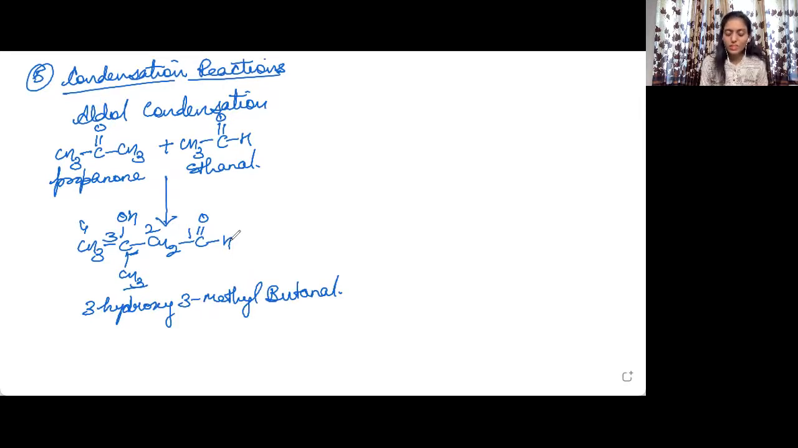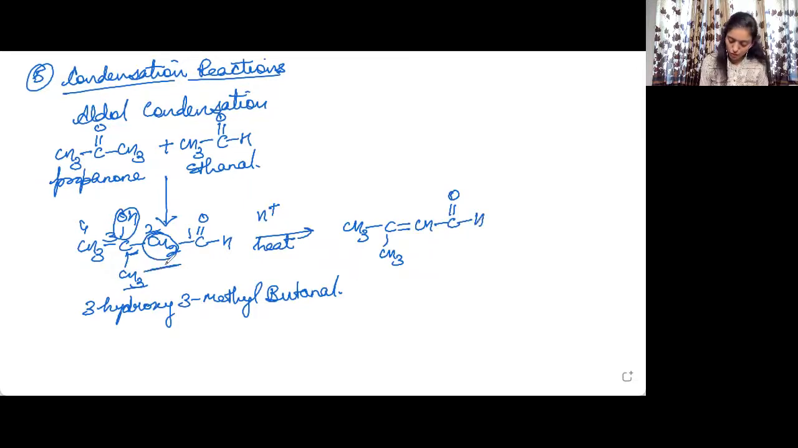Now, if this is treated with H positive and heated in the presence of acid, it loses one water molecule. This OH group from this position and hydrogen from this position will leave. So this will be the product formed. Hydrogen from this position has left and OH from this position has left. Now this elimination is occurring at the adjacent positions. So this is beta elimination.